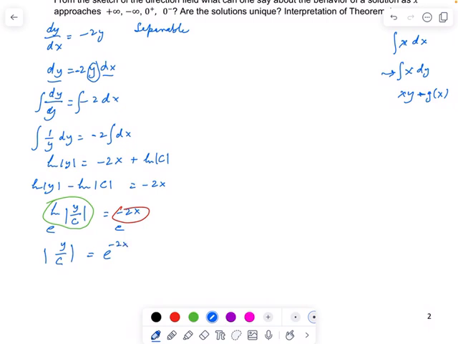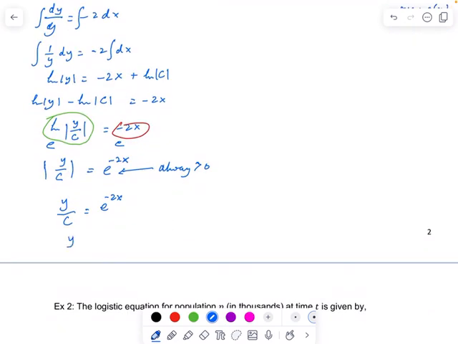Now note here that this side is always positive. So I can remove the bars from the left hand side, because this is always going to be positive. So I have y over c is equal to e to the negative 2x, which gives me that y is equal to c times e to the negative 2x. So this is what I get as a solution.